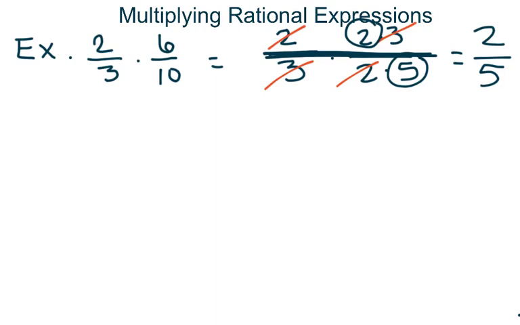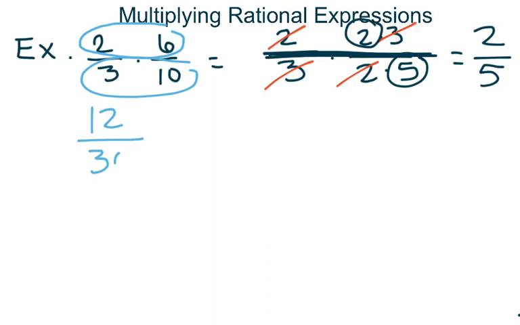So probably in school what you were taught to do is multiply 2 times 6 is 12. And on bottom, 3 times 10 is 30. And then you will reduce that. Perfectly fine. You're going to get the same thing. I just wanted you to see that if you factor first and cross out stuff, it can be a shortcut way, and that's actually what we're going to do on the next problem.